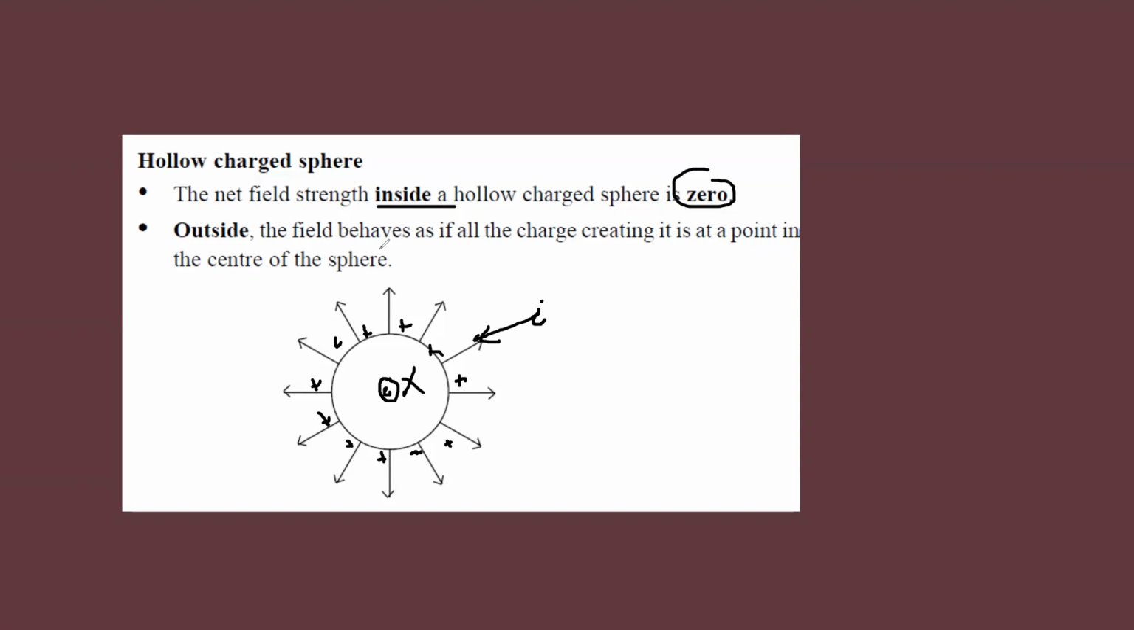The field behaves as if all the charge is at a point in the center of the sphere. It will generate an electric field, and it will appear, this is only appearance, that there is a point which is generating the electric field, and that charge is exactly at the center of the hollow sphere. This is what will appear.